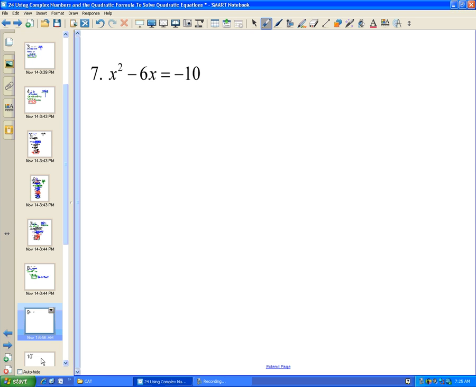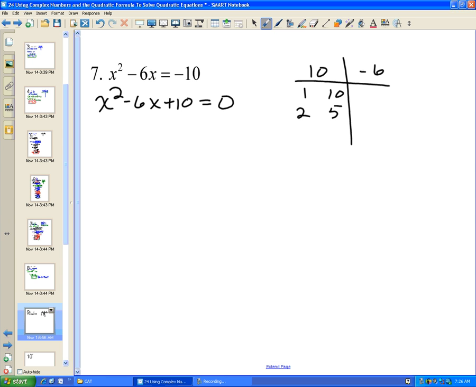Number 7, make it equal 0, so it's x squared minus 6x, add 10, so that's plus 10 is equal to 0. Again, see if I can factor this. What multiplies to be 10 and adds to be negative 6? Well, 1 and 10, 2 and 5. None of those are going to give me negative 6, so this cannot be factored. Since it cannot be factored, I'm going to go ahead and use the quadratic formula. a is 1, b is negative 6, and c is 10.